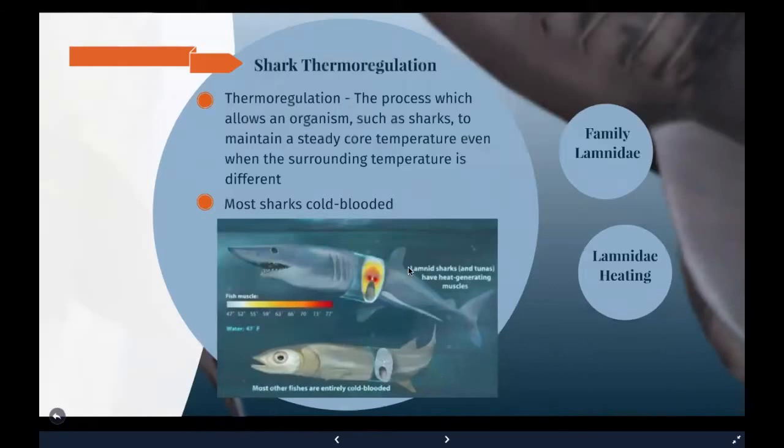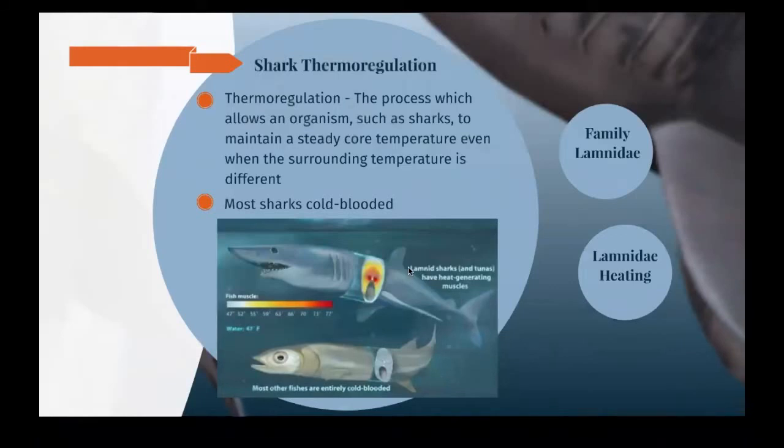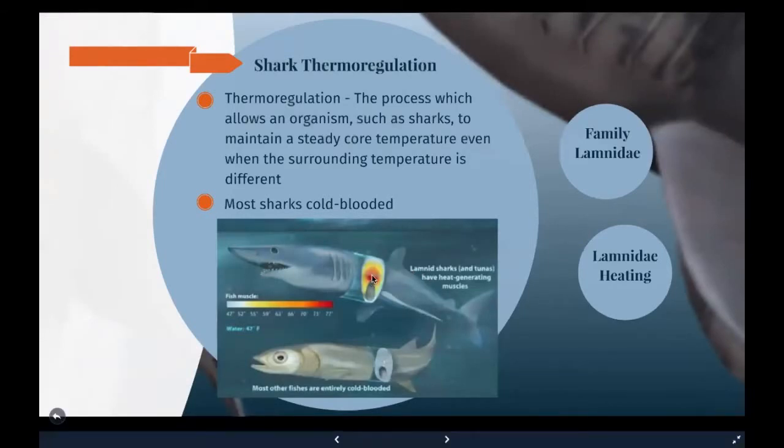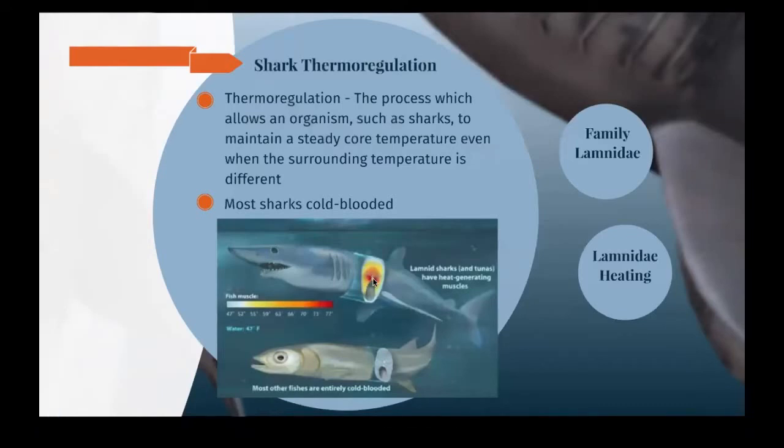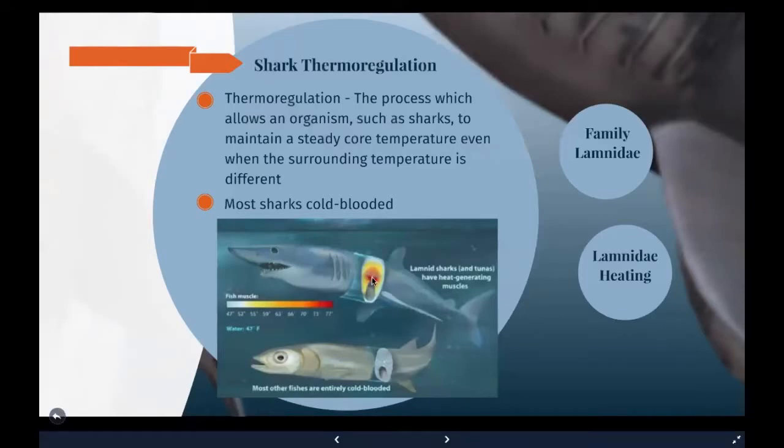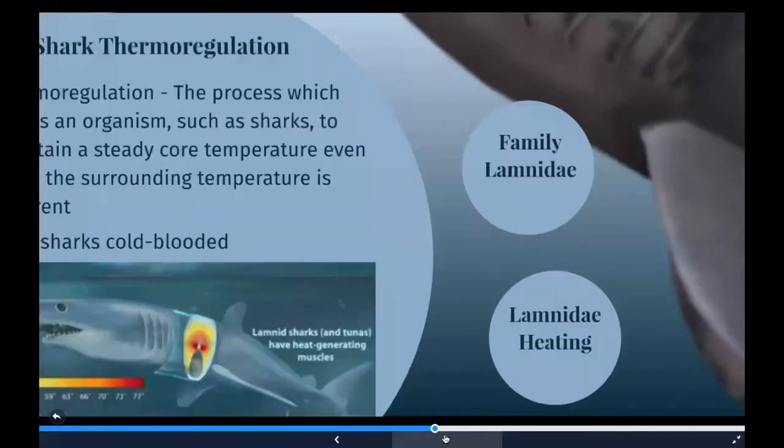Lamnids include the short-fin mako and the great white shark, and tuna fish also have heat-generating muscles. So right here at the core of this shark, you can see these muscles generating heat. It's a diagram showing you the muscles generating the heat. And then here, most other fish are entirely cold-blooded, so they don't have this central heating area like these lamnid family of sharks. So let's look closer at the family Lamnidae.